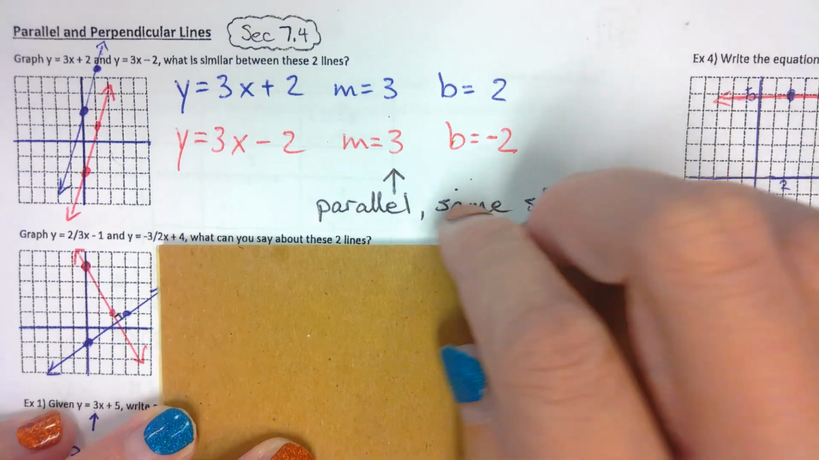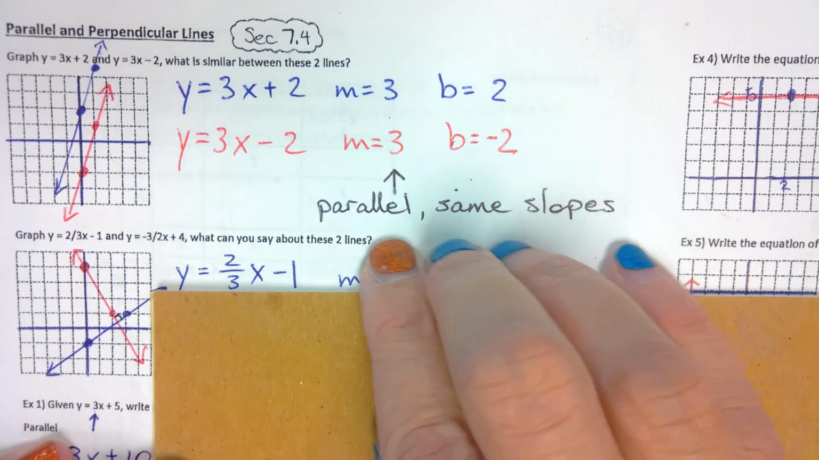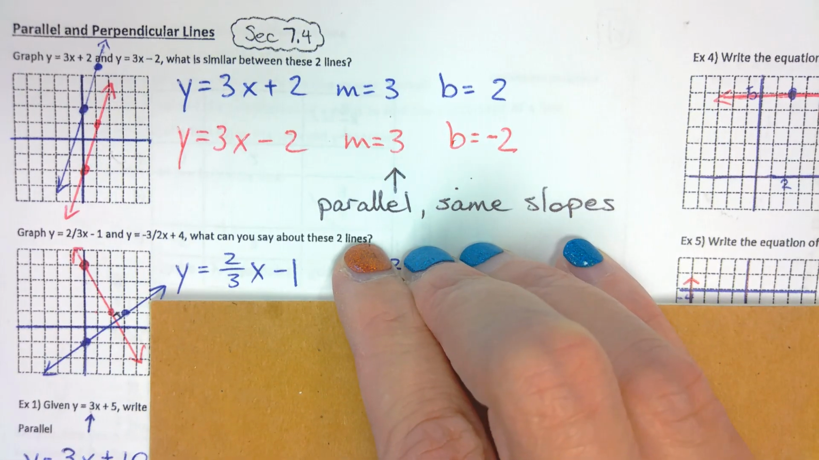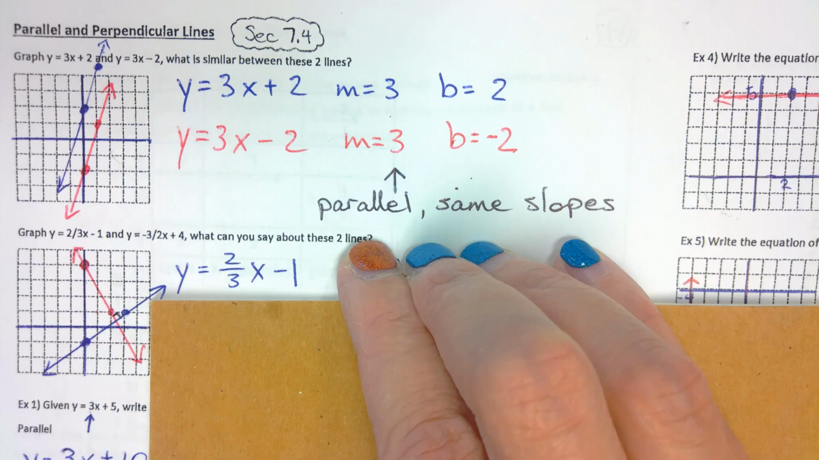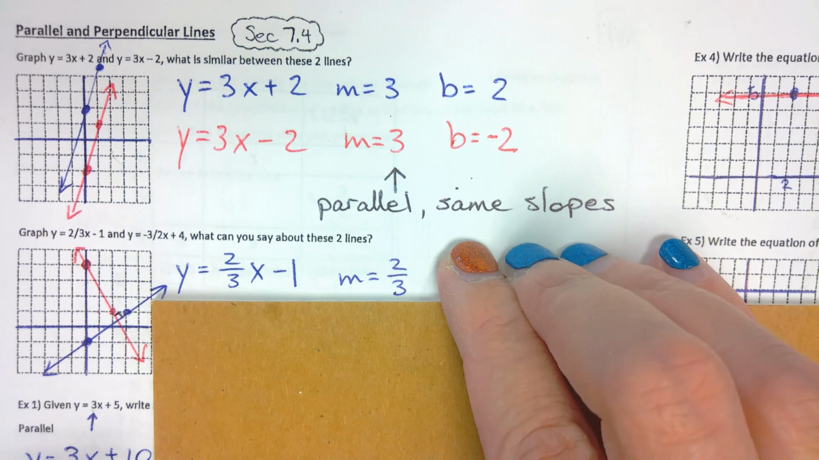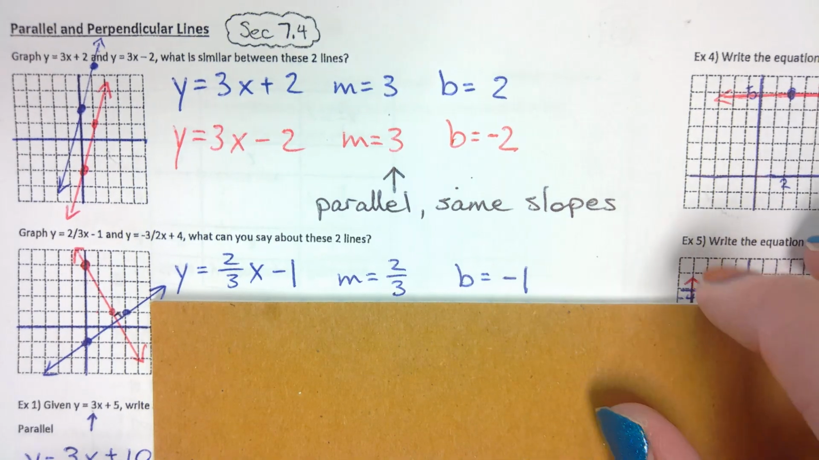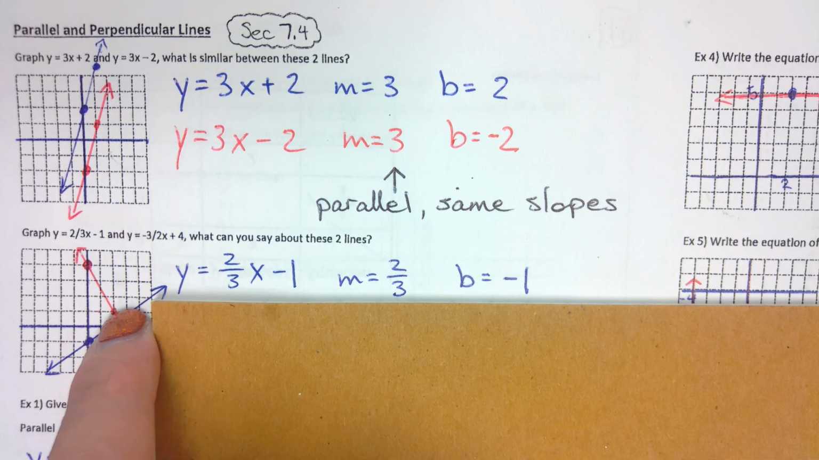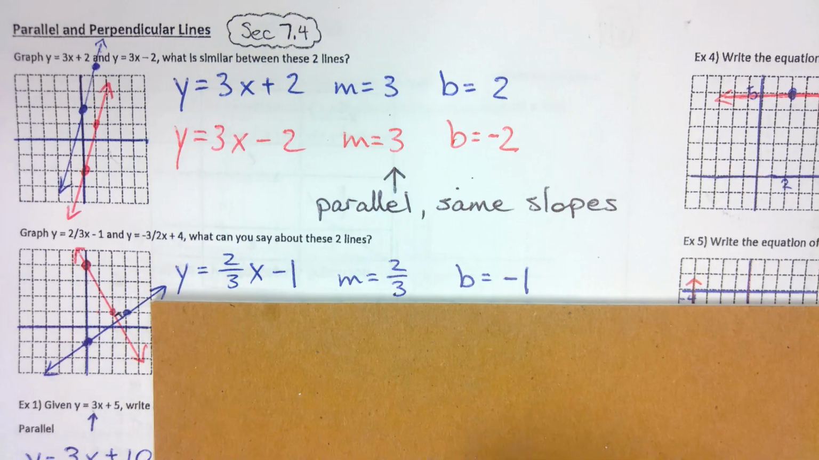So what about this next one then? y equals 2/3 x minus 1. Dina, what's m and what's b? M is 2/3. Yep, and b is? Perfect. So when I graph it, again, I plot that -1, and then I do my rise over run, which is up 2/3. I have my blue line.